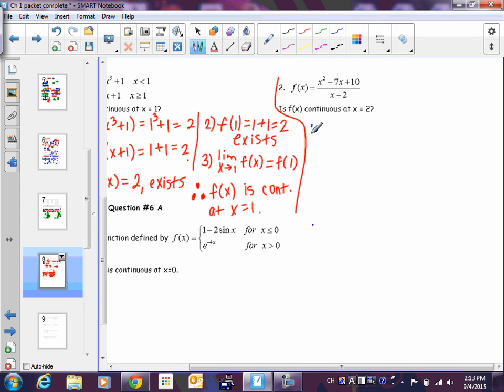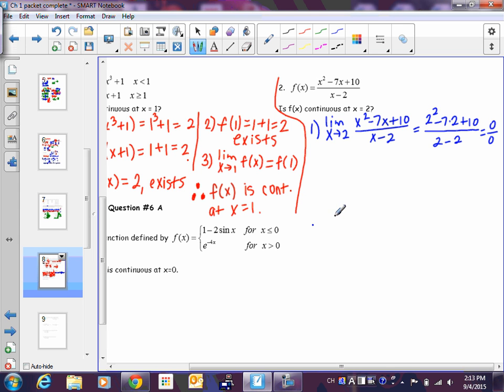All right, so first condition. We're not doing left and right sided limits, because this isn't a piecewise function. So we're just going to do the limit as x approaches 2 of x squared minus 7x plus 10 over x minus 2. And this goes back to what we've been doing for a few days now. Plug it in: 2 squared minus 7 times 2 plus 10 over 2 minus 2, and that equals 0 over 0.